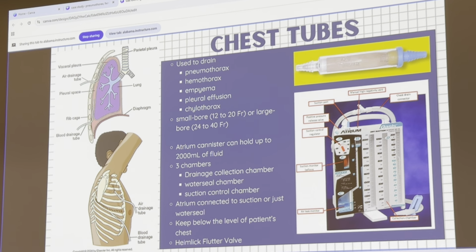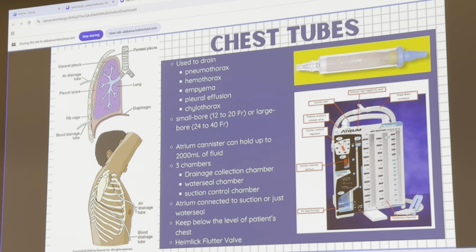Within this setup right here, you have your collection side. That's where any of your excess drainage or blood is going to collect. This is going to be your water seal down here at the bottom, and that's where you're going to notice your tidaling and your bubbling. We're going to talk about tidaling and bubbling in just a second with our management.